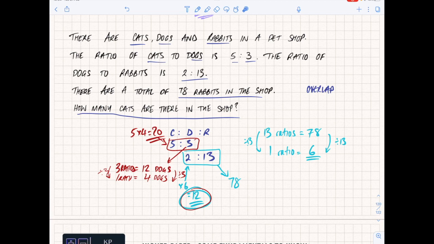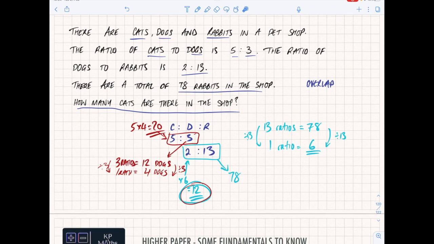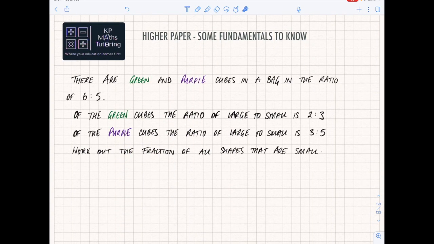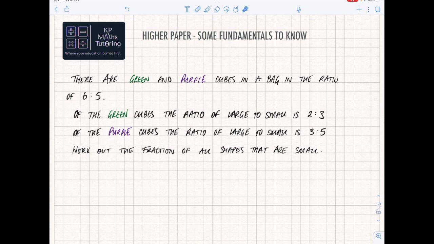I prefer the first way, because actually this question might just say to you in an exam, it might say find the ratio of C to D to R in its simplest form, in which case you need to then make these both to 6 like we spoke about. Okay, right, final bit we're going to look at then is a slightly more complex ratio question, but it involves some fraction work.